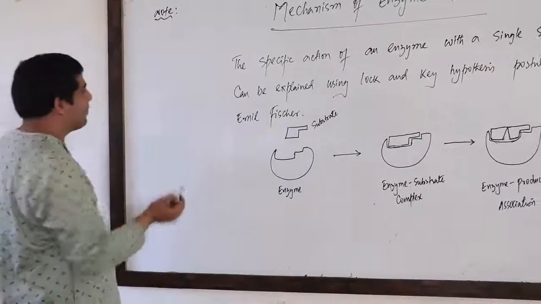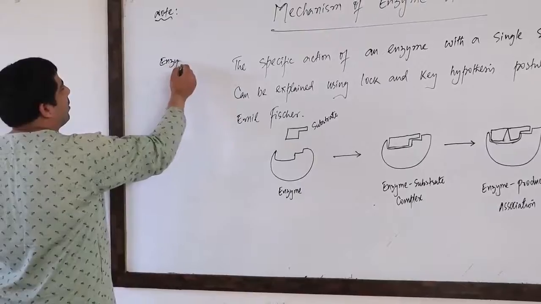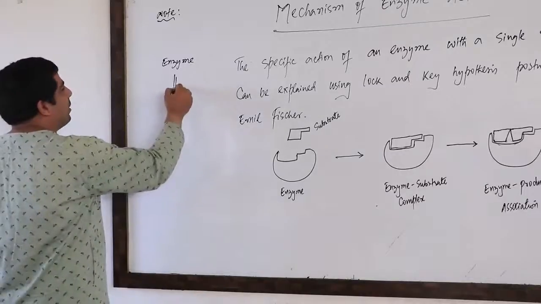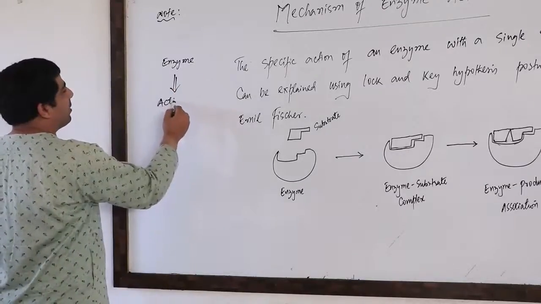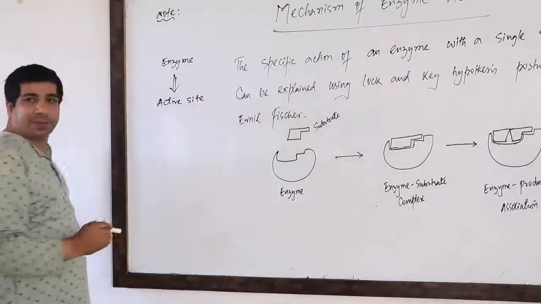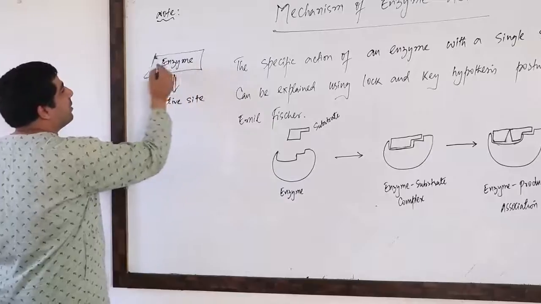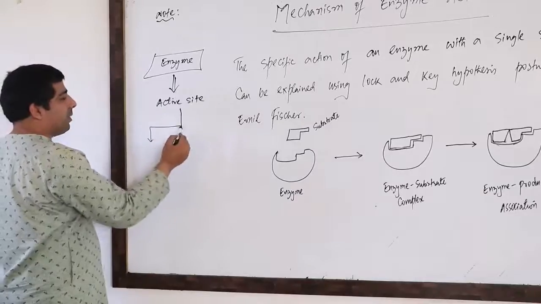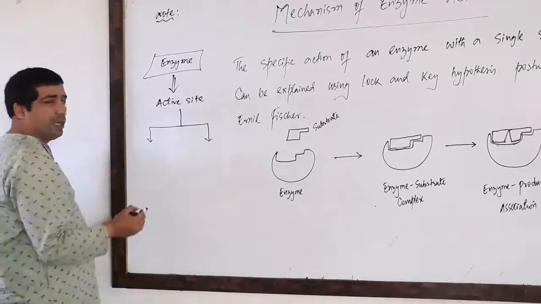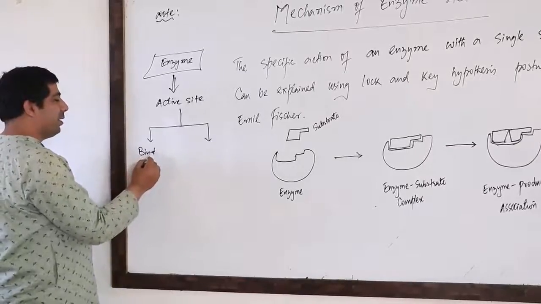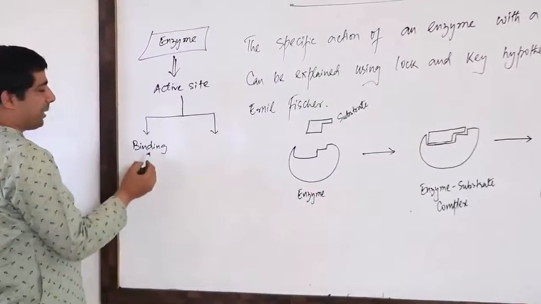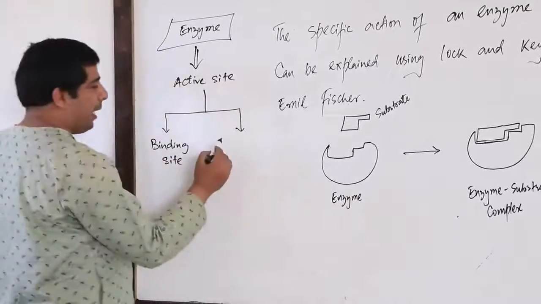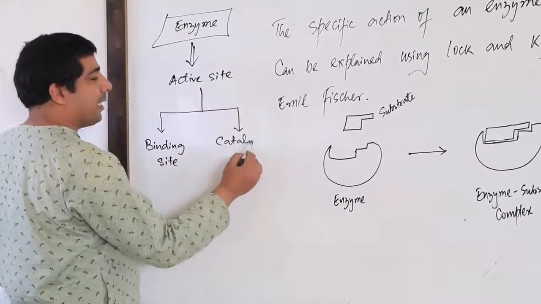If you have an enzyme, your enzyme can have one place we'll talk about first of all. It has a region called the active site. Your enzyme will have an active site, correct? So you have an enzyme, and that enzyme has an active site. Then the active site can be divided into two parts. It contains two sites actually. One is the binding site. Another one is the catalytic site.